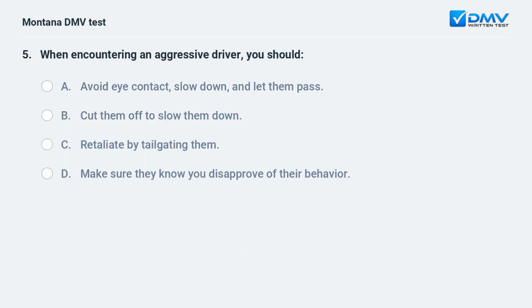When encountering an aggressive driver, you should A, avoid eye contact, slow down, and let them pass. B, cut them off to slow them down. C, retaliate by tailgating them. D, make sure they know you disapprove of their behavior.